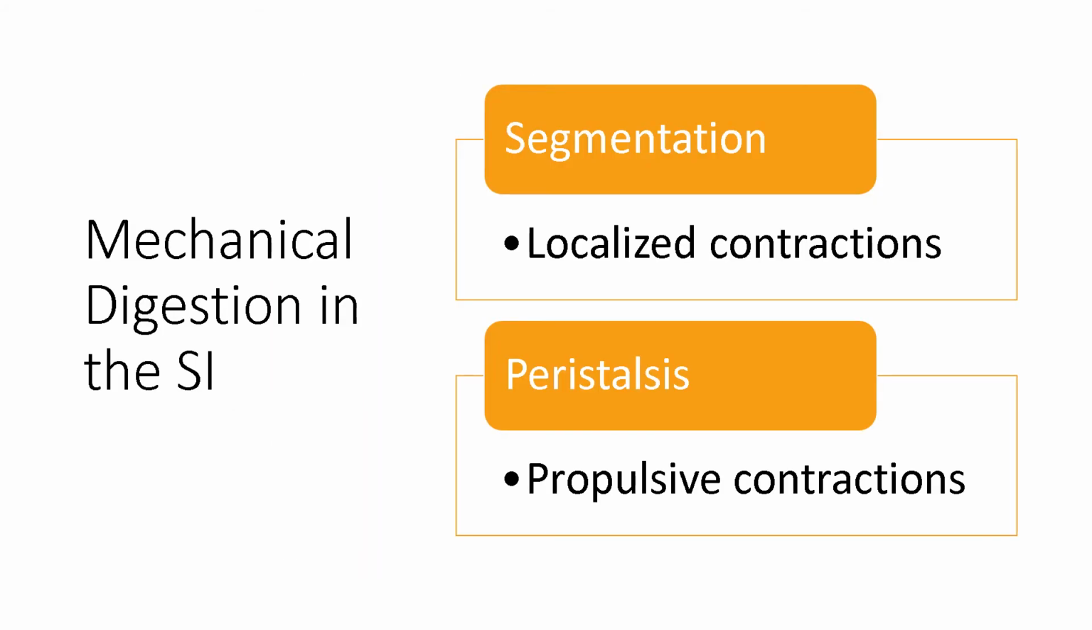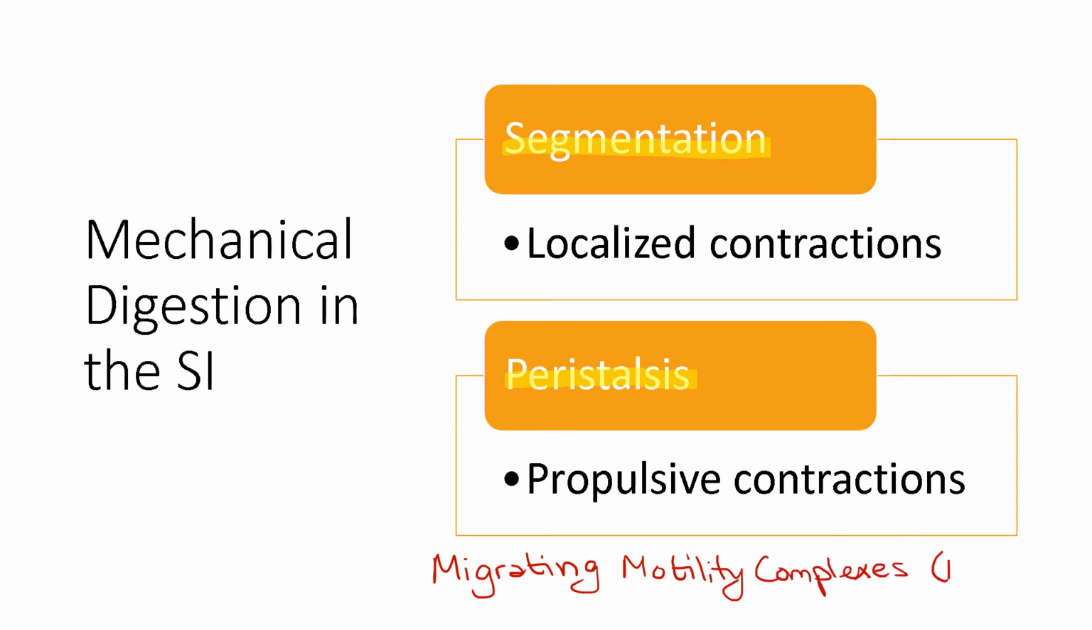The two types of movements in the small intestine are segmentations and a type of peristalsis that specifically in the small intestine we call migrating motility complexes. Sometimes we just call these MMCs. This is a specific type of peristalsis in the small intestine.